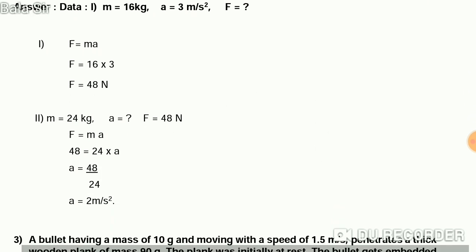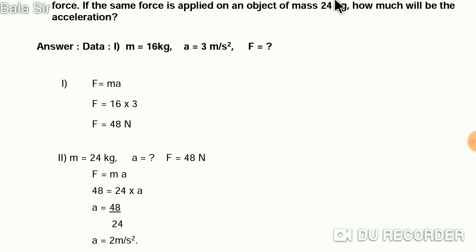Second, M is equal to 24. Here it's already given, the mass is 24 kg. How much will be the acceleration if the same force is applied? The force which we got from before, that same force we are writing here. F is equal to 48 Newton. Mass is given as 24 kg. A is the question mark. Again the same formula, F is equal to ma. F is 48, M is 24, A we are going to find. Cross multiply, you get A is equal to 48 upon 24. After calculating, you get A is equal to 2 meter per second square. This is your answer.